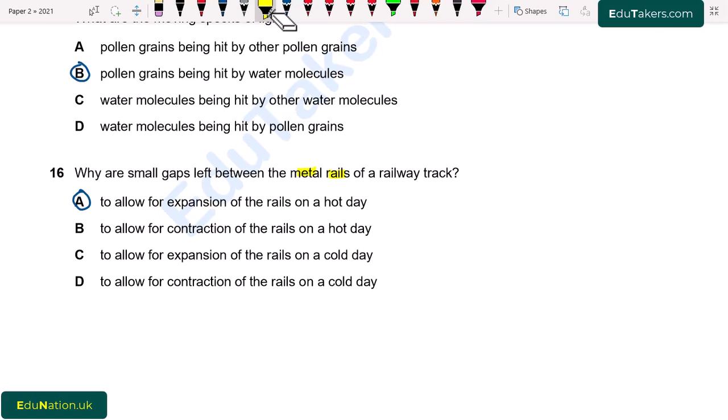Option C, to allow for expansion of the rails on a cool day. It is not correct because on a cool day there will be no expansion. D, to allow for contraction of the rails on a cold day. On a cold day when there is contraction, there will be no need for more space. So that's why this option is also incorrect. Only option A is correct.